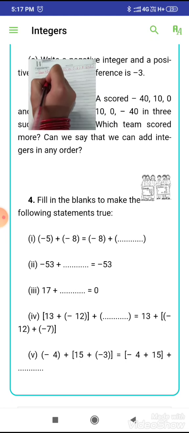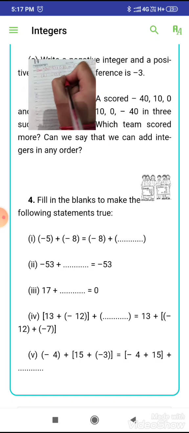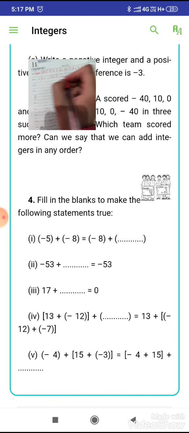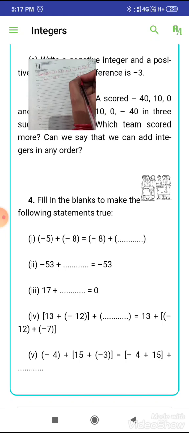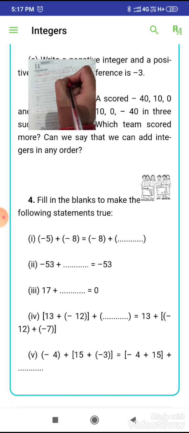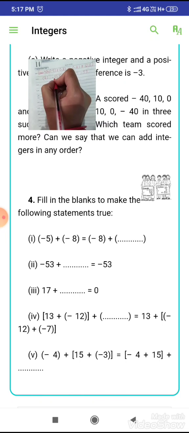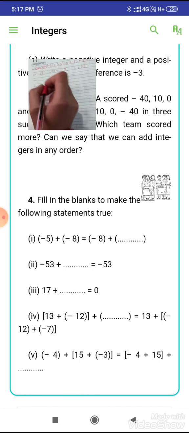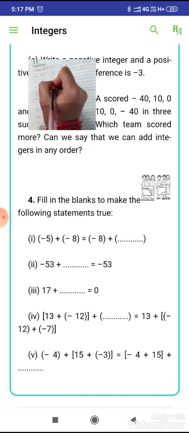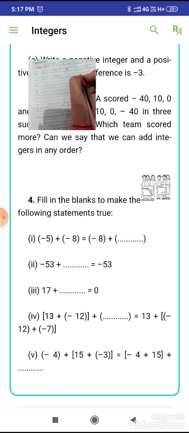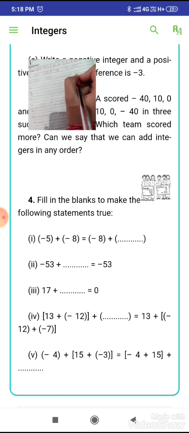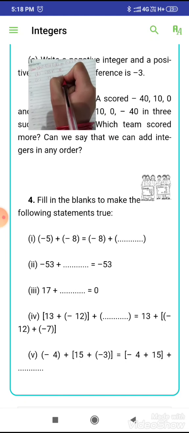Next, -53 plus dash is equal to -53. What should we add to -53 so that our answer remains the same? So here we have to add 0 to -53 so that our answer remains the same. Recall the property of additive identity. 17 plus dash is equal to 0. What should we add to 17 so that our answer becomes 0? So it is -17.